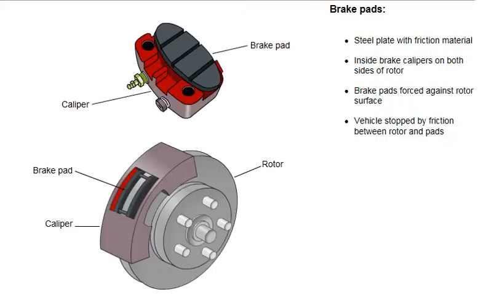A brake pad is a steel plate with a friction material attached to its surface. Brake pads are found on both sides of the rotor inside the brake calipers of disc brakes. When the brakes are applied, the pads are forced against the rotor surface. This causes friction and stops the vehicle.